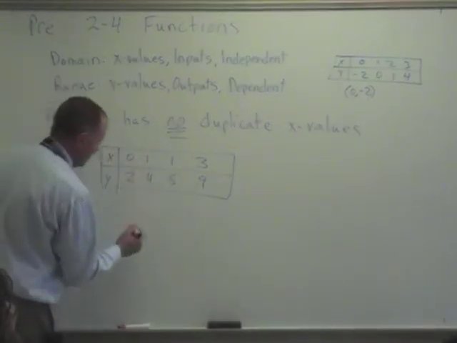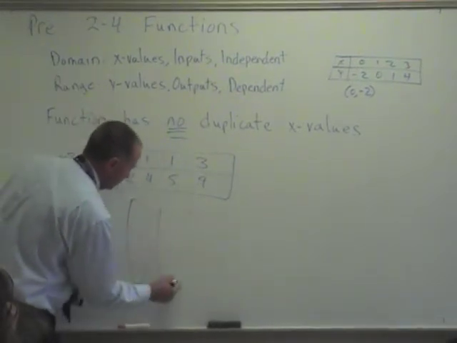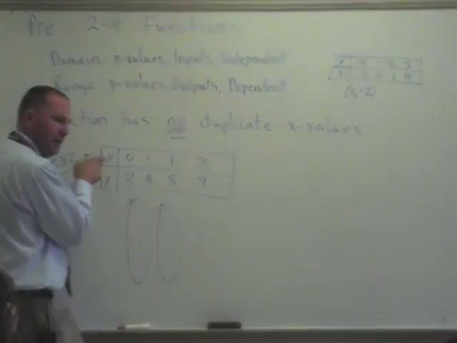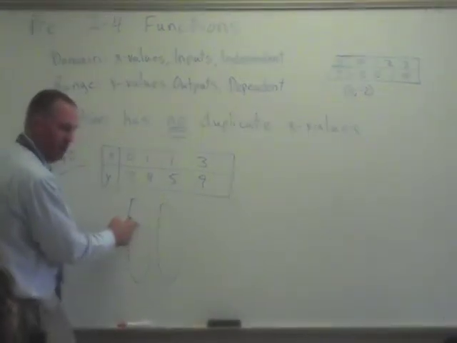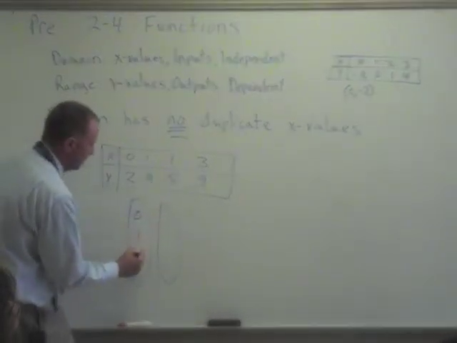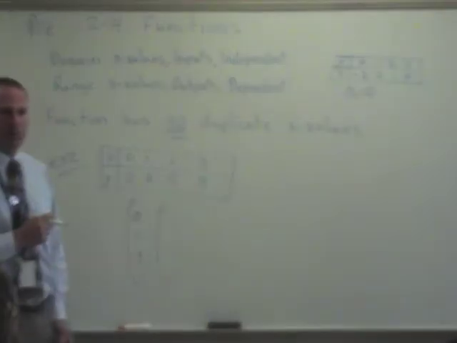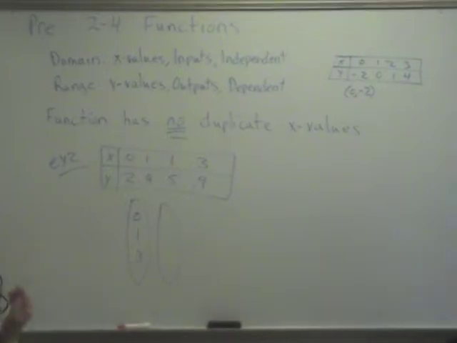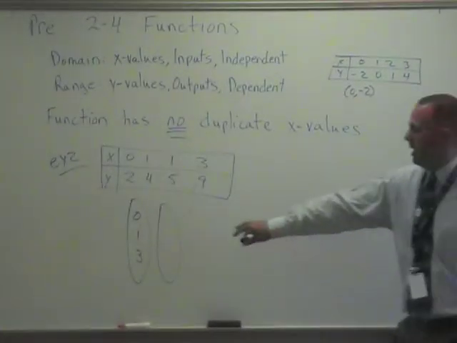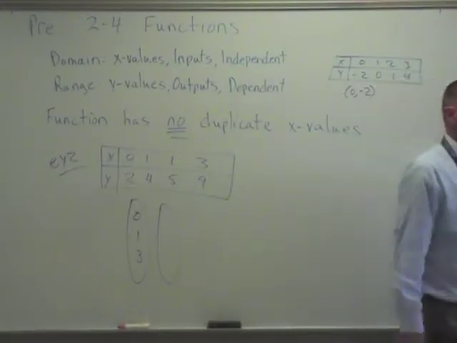Okay? So, you draw 2 circles. You put all your domain values, the x values, in the left circle: 0, 1, and 3. What did I just do? What do you notice? You made the 2 ones into 1 1. That's right, in mapping form I don't need to write the duplicates, I just want to know what the values are.